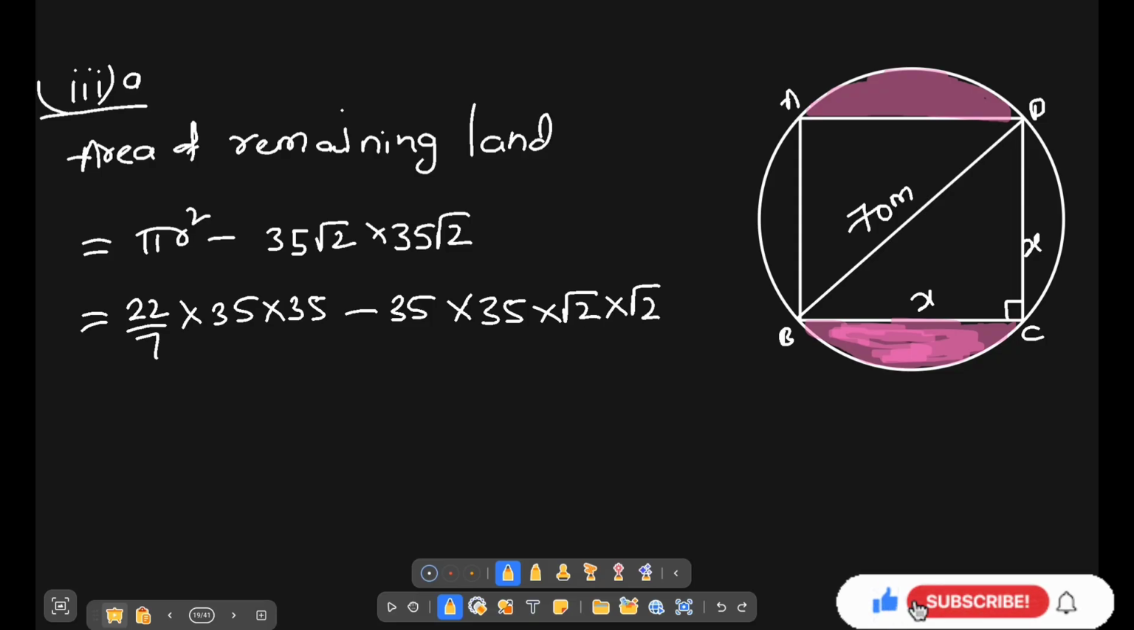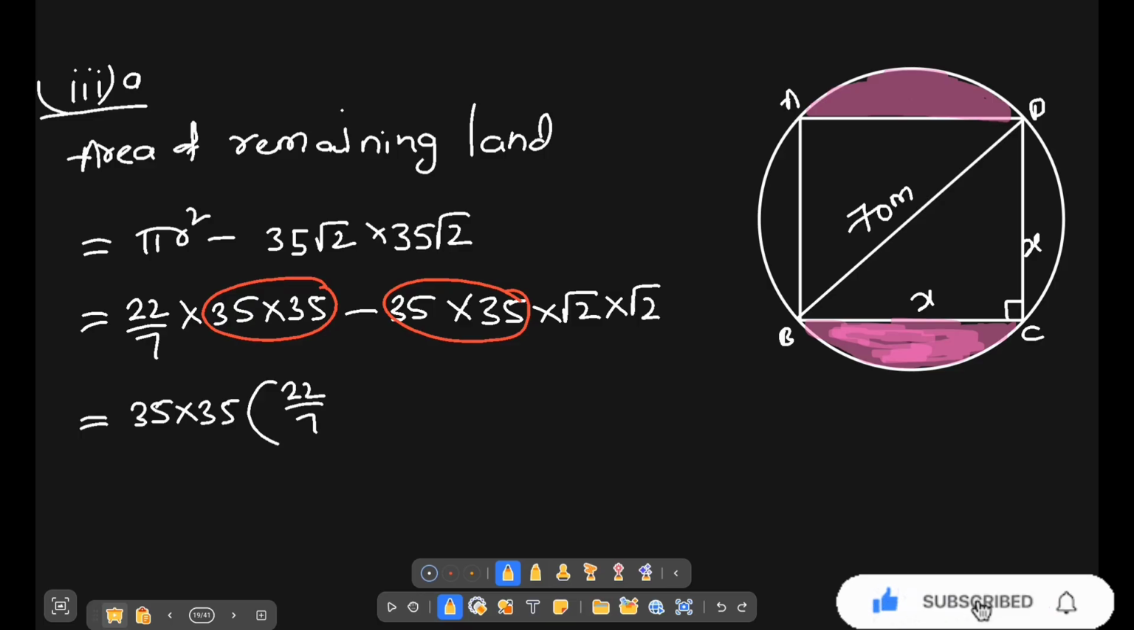So what can you take common from this? Here we have 35 into 35, here we have 35 into 35. You can take that 35 into 35 common. So inside the bracket we will have 22 by 7 here, and here root 2 into root 2. So what is 35 into 35? Let's find.